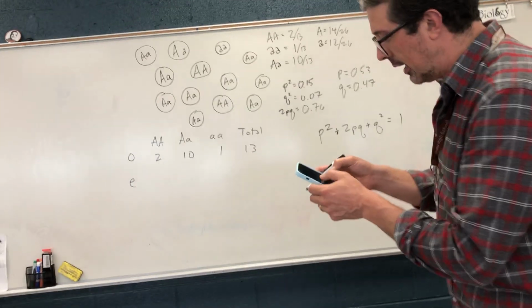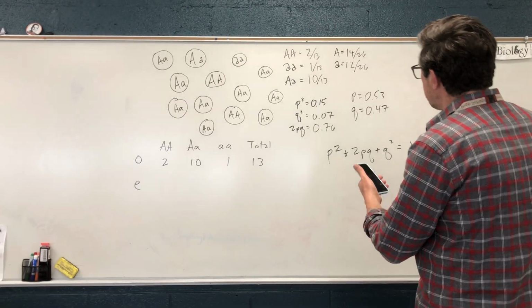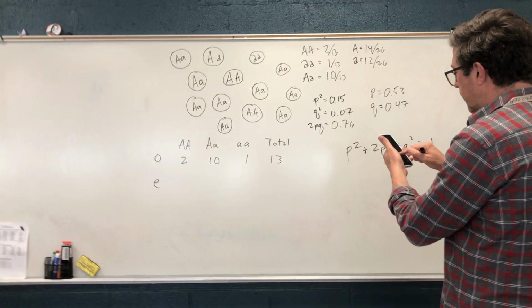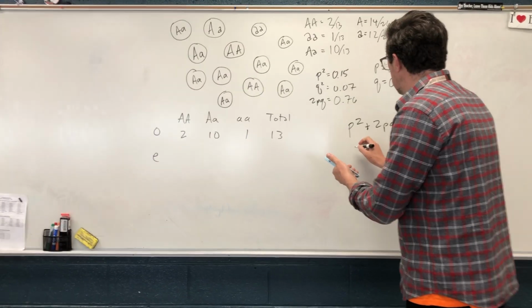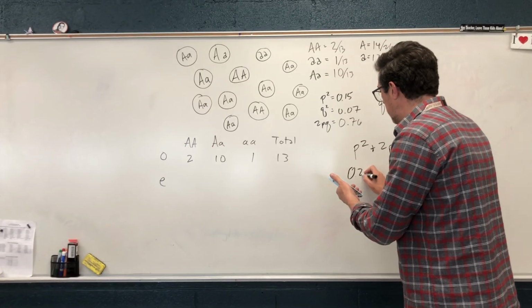Okay. Calculator. p squared, okay, 0.53 times 0.53 is 0.28.